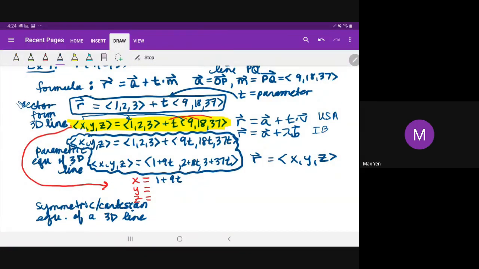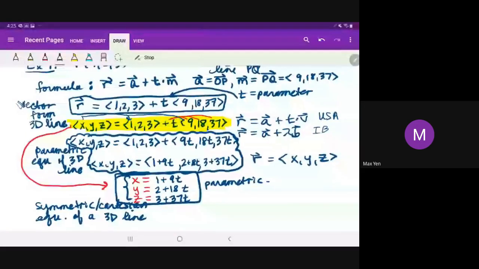Okay, so y is what? 2 plus 18t, and z is 3 plus 37t. And then this whole set of equations is called the parametric. You want to write it a few times on your homework because you don't have too many. So this is parametric equations of a 3D line.